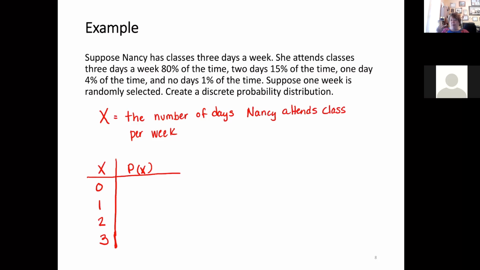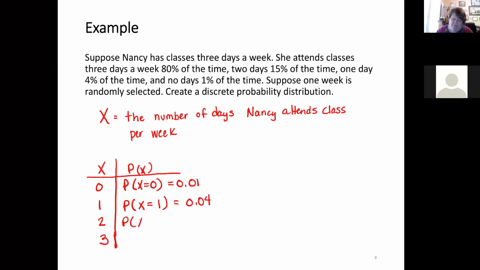Now we're going to look at the probability that my random variable takes on that particular value. So what's the probability that my random variable takes on the value of 0? Well, what does she say? 1% of the time she doesn't attend class during the week. Usually we write probabilities as decimals and not percentages. So the probability that she doesn't attend class at all during the week is 0.01. What was 1 day a week? 4%? So the probability that my random variable takes on the value of 1 is 4%.